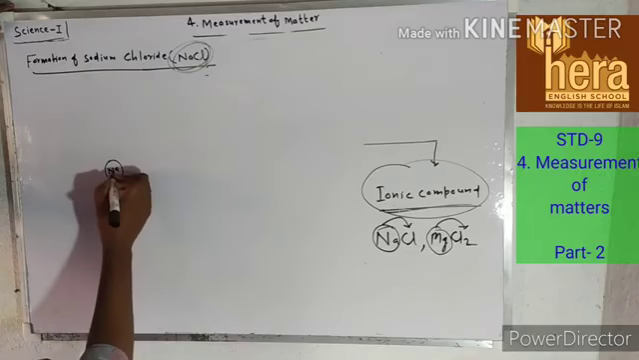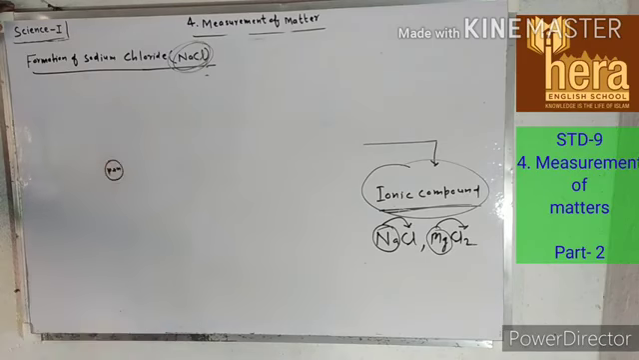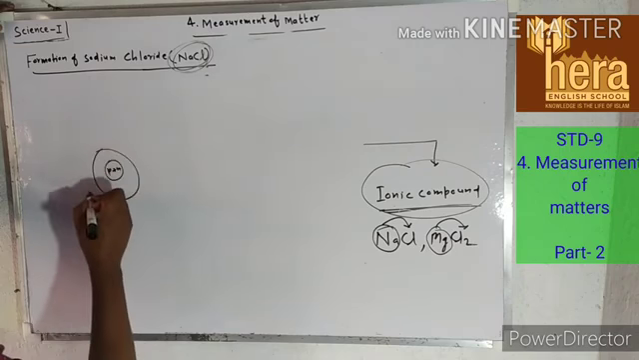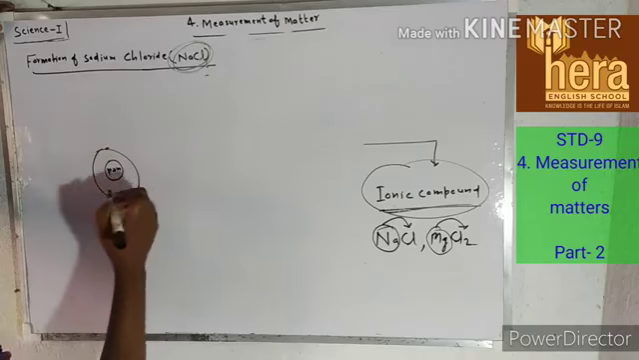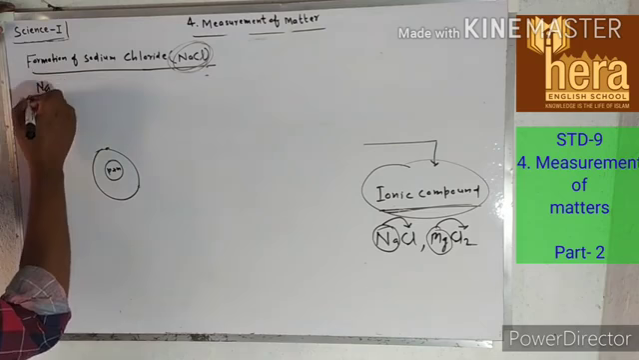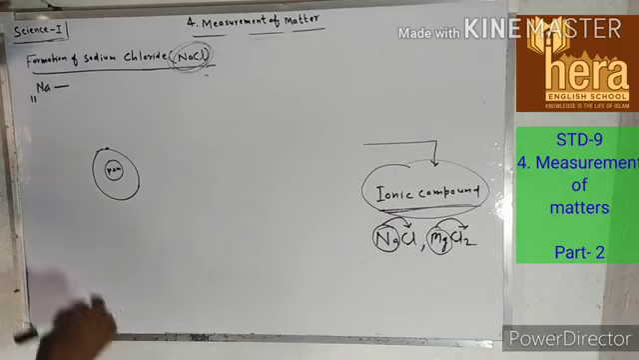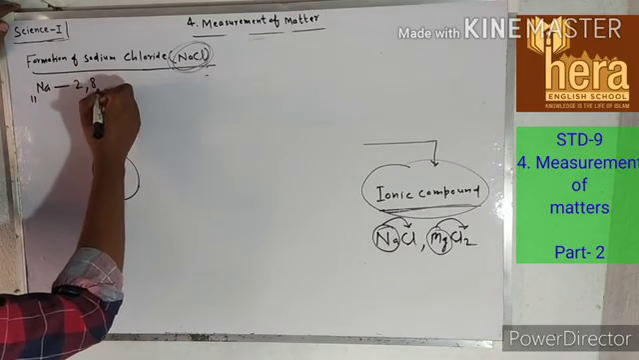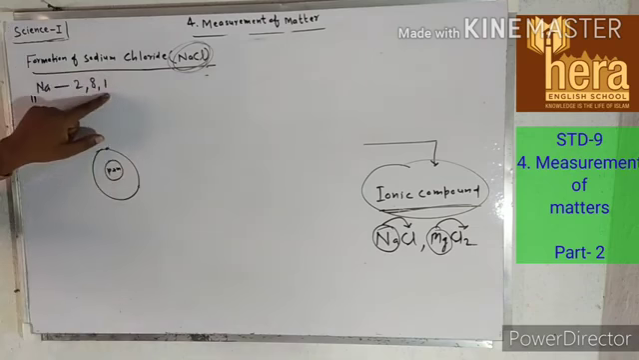Understood? This is the nucleus, in which protons and neutrons are there. This is the first orbit. In the first orbit there are total 2 electrons. First of all, electronic configuration of sodium. Sodium atomic number 11. I will tell how to write sodium electronic configuration. Atomic number 11. So in the first orbit there are 2 electrons. In the second orbit there are a maximum of 8 electrons. 8 plus 2 is 10, plus 1, 11.